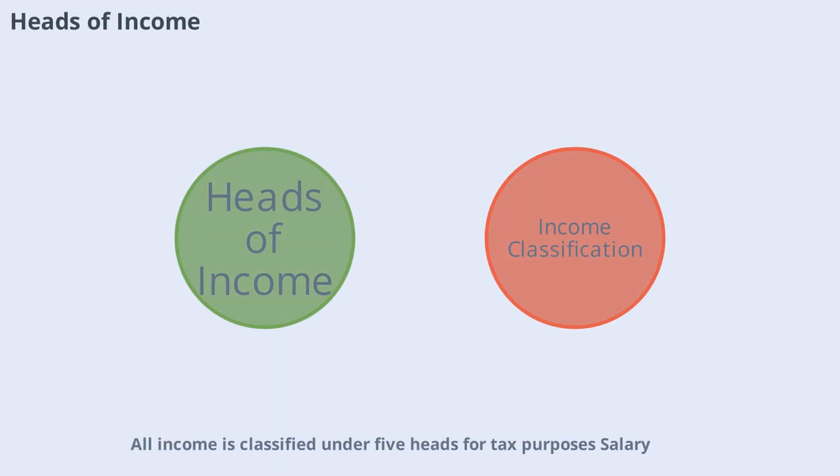All income is classified under 5 heads for tax purposes: salary, house property, profits and gains of business or profession, capital gains, and income from other sources. Each head has its own rules for computation, exemptions, and deductions. This classification ensures that every type of income is taxed appropriately and consistently.